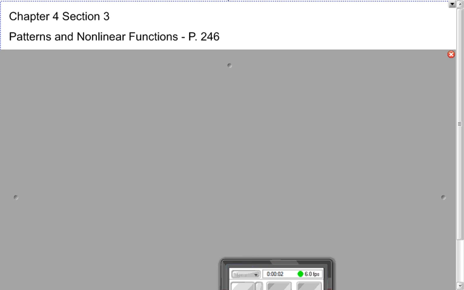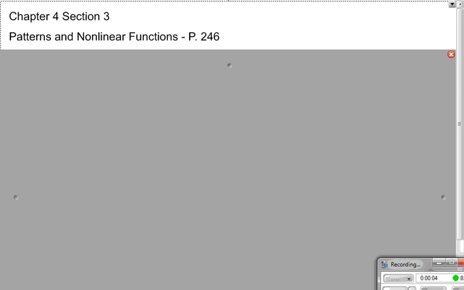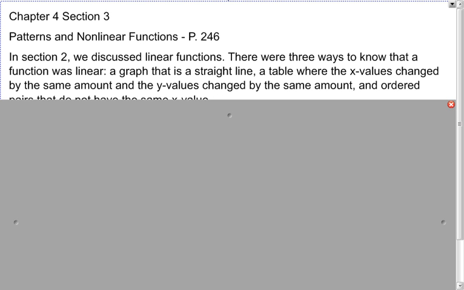Hey everybody, this is chapter 4, section 3. Title is Patterns and Nonlinear Functions. Starts on page 246. In section 2 we were talking about linear functions. Like I said in class, a lot of the stuff that we do in this section will be related to the stuff from section 2. This is about nonlinear functions.